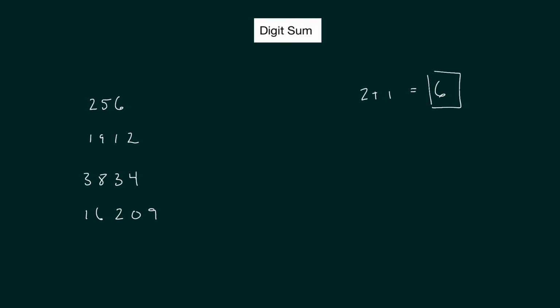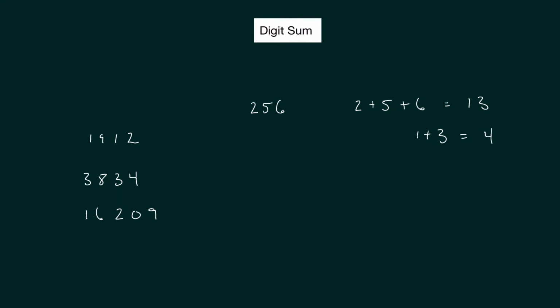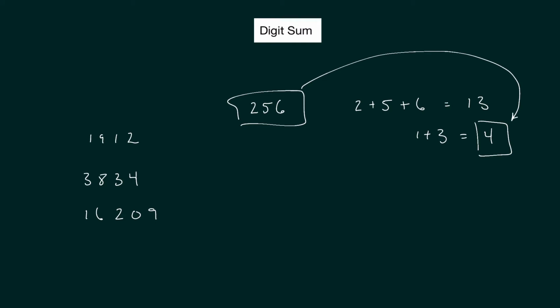Okay, let's look at another number here, 256. Let's find the digit sum of 256. We're simply going to add 2 plus 5 plus 6. 2 and 5 is 7. 7 and 6 give us 13. Now we're going to keep going until we have one digit remaining. So now we're going to do 1 plus 3. 1 plus 3 equals 4.